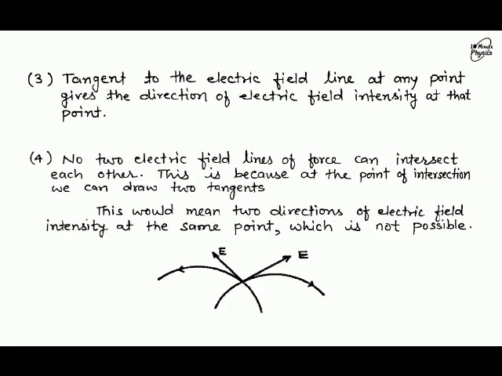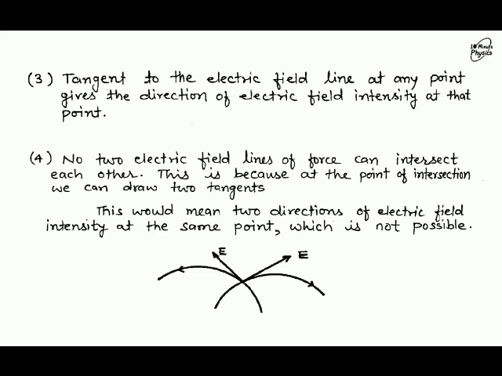Third property: the tangent drawn to an electric field line at any point gives the direction of the electric field intensity at that point. So a tangent drawn to the curve gives us the direction of the electric field. I have discussed this point already. So this is the third property.